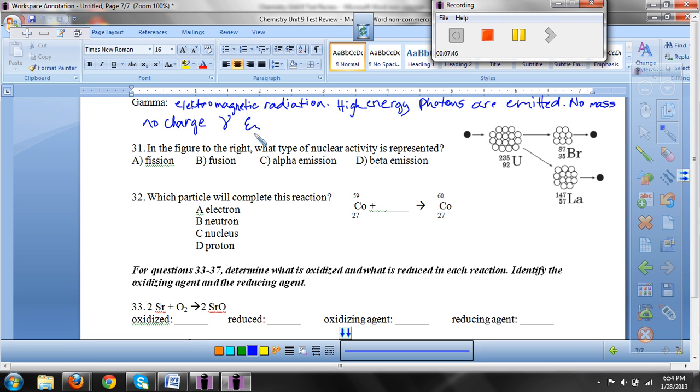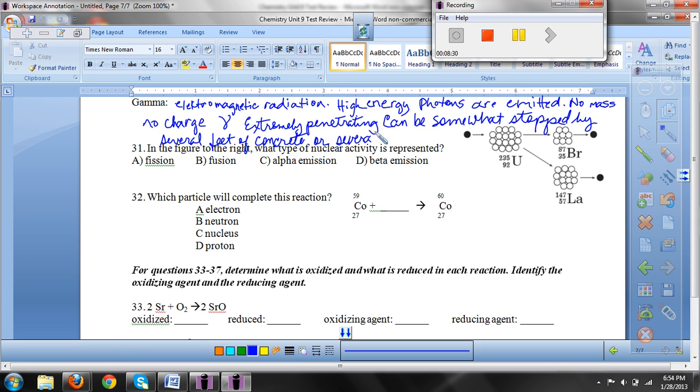Extremely penetrating. Can be partially stopped or somewhat stopped by several feet of concrete, or several inches of lead. So I think that takes care of gamma.